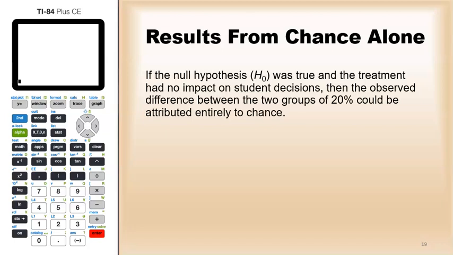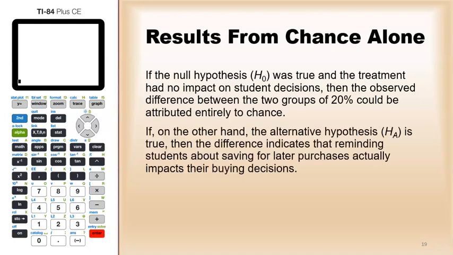If the null hypothesis was true and the treatment had no impact on students' decisions, then the observed difference between the two groups of 20% would be attributed entirely to chance. On the other hand, if the alternative hypothesis is true, then the difference indicates that reminding students about saving for later purchases actually impacts their buying decisions. That is, if the null hypothesis was true, the results we're seeing are just random chance. If the alternative is true, then the results we're seeing are an actual effect of giving students that extra reminder.